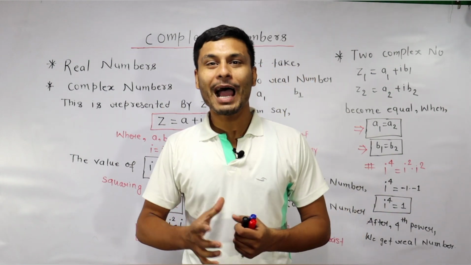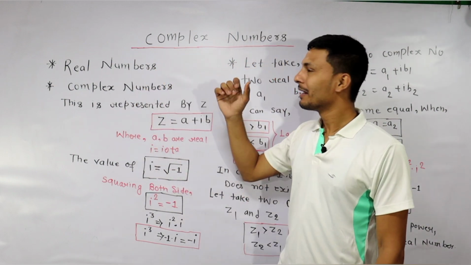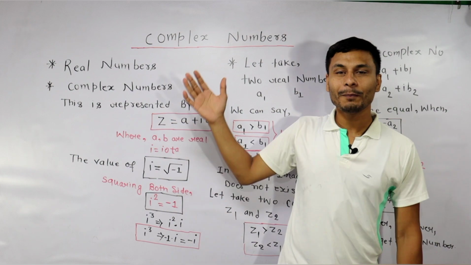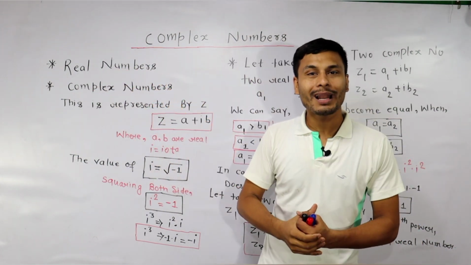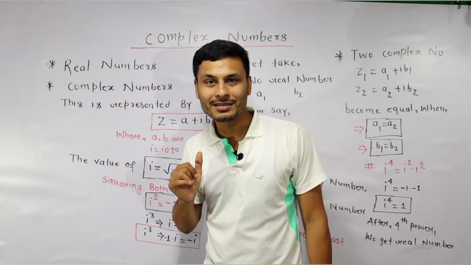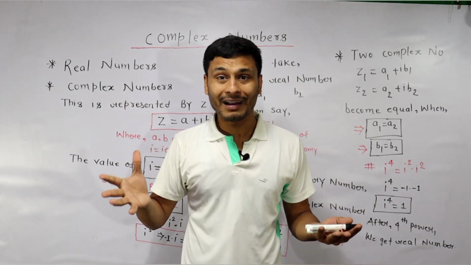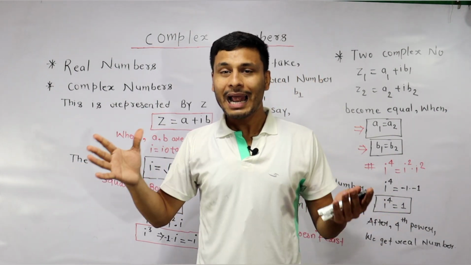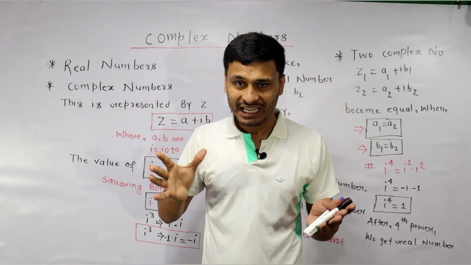Now today I'm going to introduce a new chapter, that is complex number. Before starting complex number, I want to remind you that in class 10th, we all have studied about real numbers. What are real numbers? We can say that a real number is a set of rational, irrational, integers, and so on. That means a real number is a full set of rational, irrational and integers.